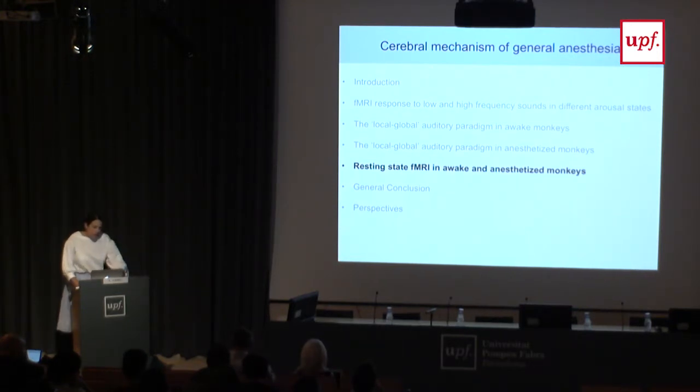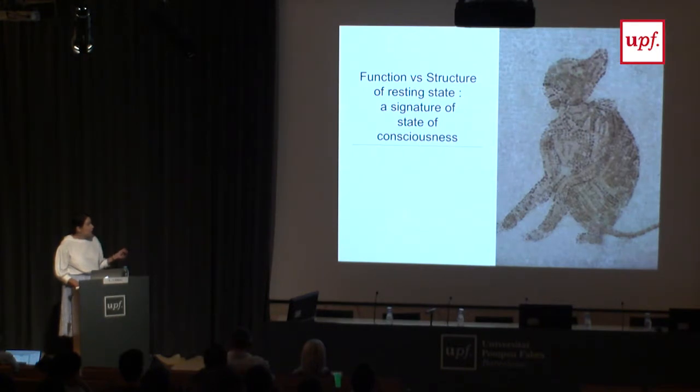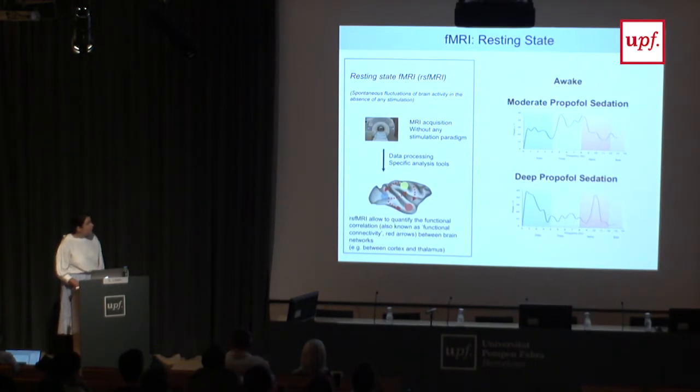But it's not the only study we did in these monkeys, because we also wanted to see what happens in the brain at rest. If you go to clinical anesthesia in everyday life, you will not present stimulations to your patients; the brain is mainly at rest under anesthesia. When we wanted to study the brain at rest, we wanted to compare the function of the brain to the structure of the brain of these monkeys.